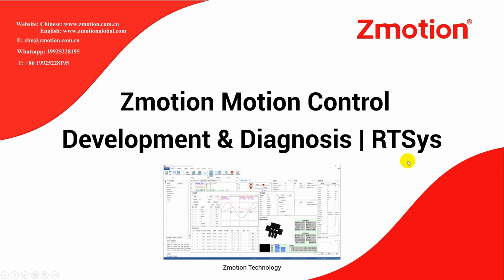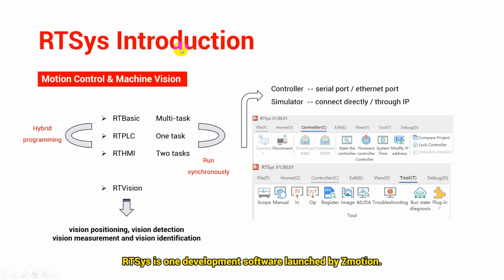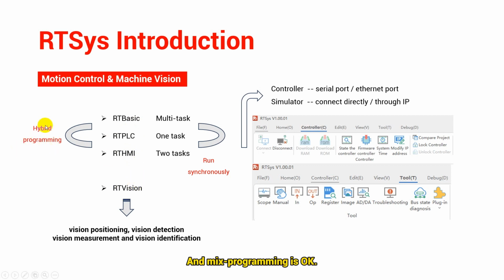First of all, let's see what is RTSys. RTSys is one development software launched by Zmotion. It integrates motion control and machine vision functions. That is, it can use RTBasic, RTPLC, RTHMI and RTVision to develop. And mixed programming is okay.